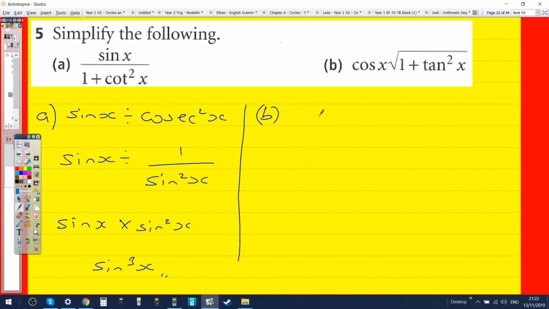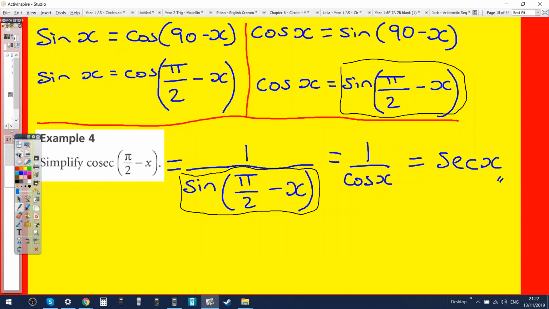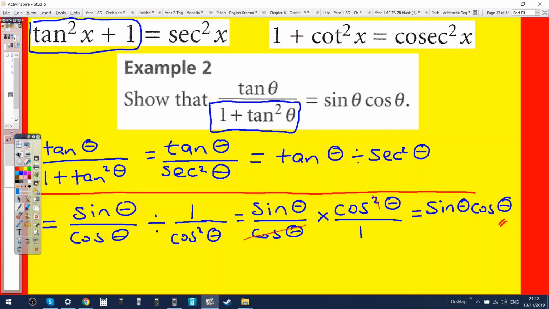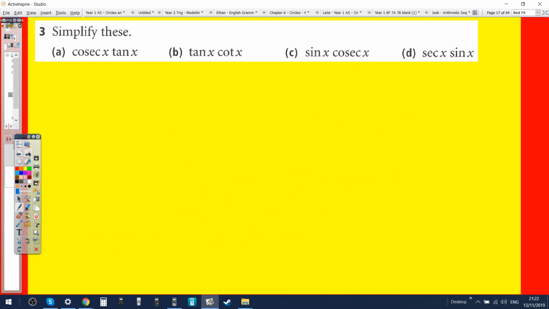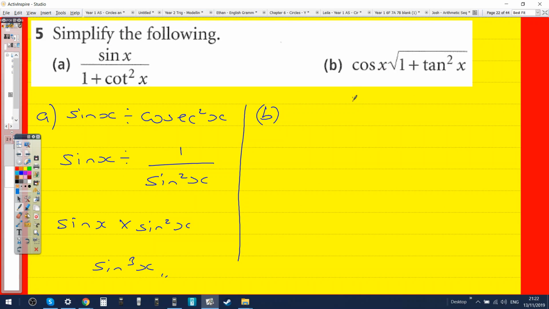I think it's sec squared. Let's take a look. So tan matches with sec. Okay. Sec.